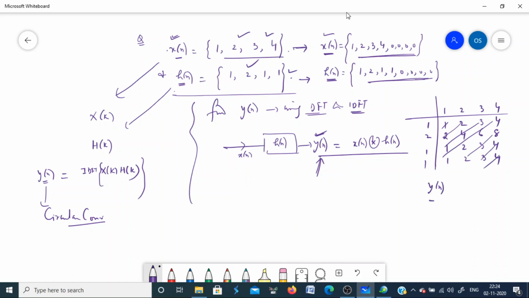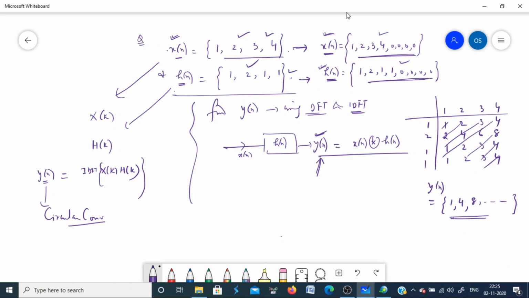The linear convolution of these is 1, then 2 plus 2, 4, 4 plus 3 plus 1, 8, and so on. We are getting 7 samples. Now what I am saying is that I can get the linear convolution using the circular convolution if you use zero padding. If you pad x(n) with 4 zeros and h(n) with 4 zeros and find the circular convolution of x(n) and h(n), that will be the same as their linear convolution.